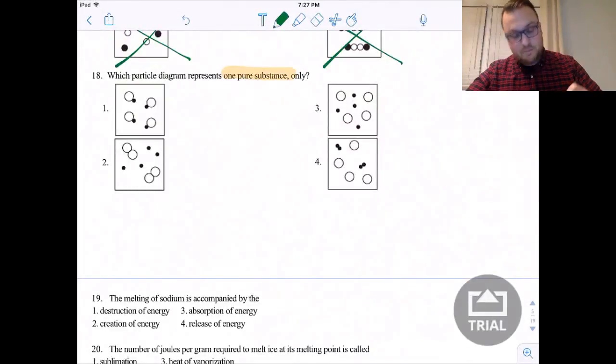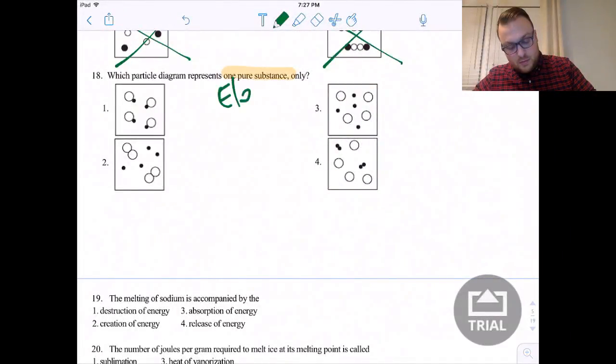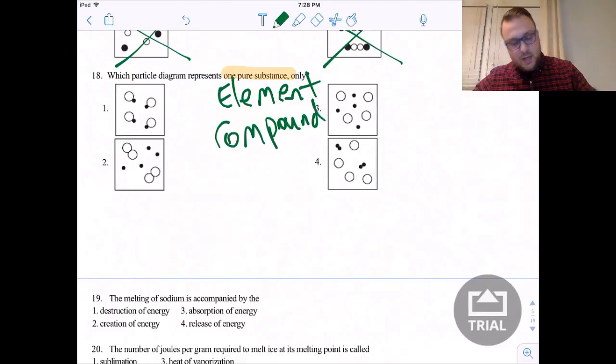So when you see the word pure substance, that means you either have an element or a compound, not a mixture. They kind of use those words interchangeably, so just wanted to point that out.